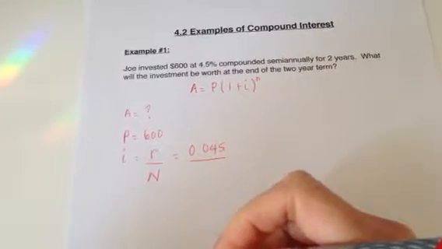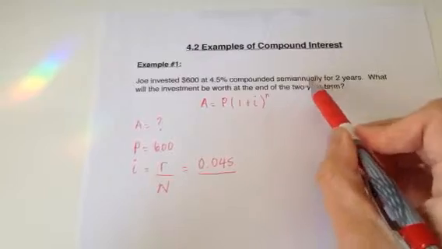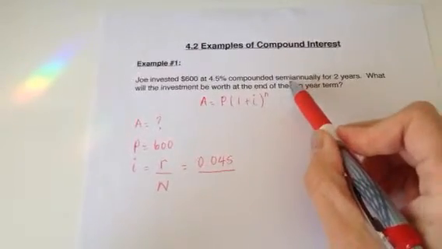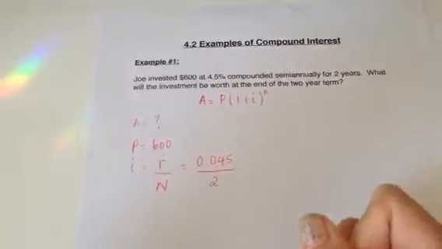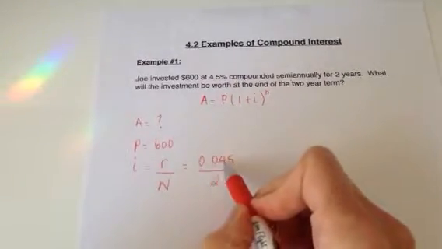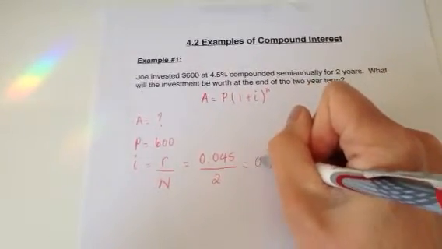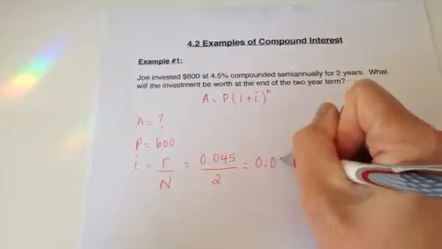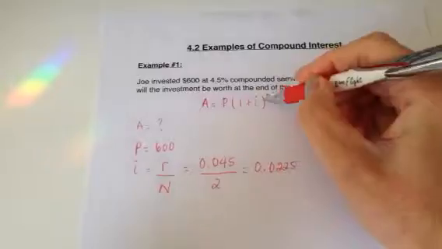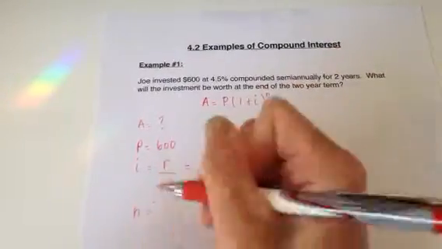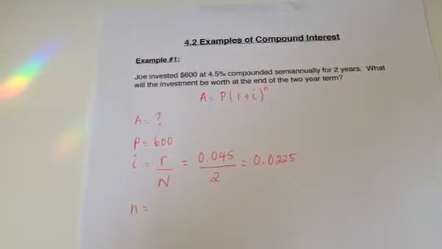And our compounding period is the number of times it gets compounded. For us, it's semi-annually. Semi-annually happens twice a year, so our n is 2. So 0.045 divided by 2 will give us 0.0225.